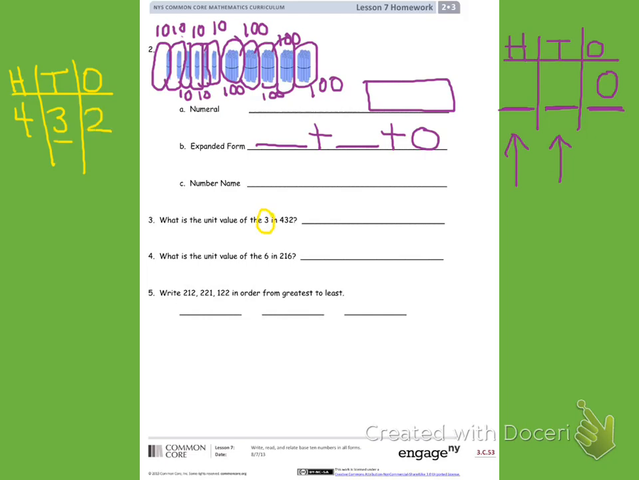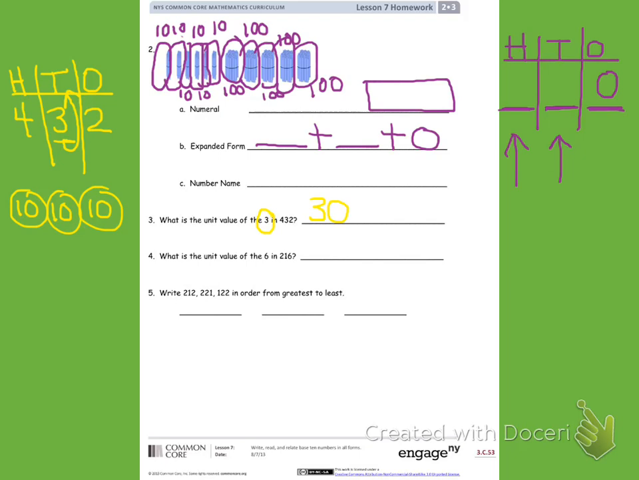So we know that the 3 is in the tens place, which is the same thing as 3 groups of 10. And that is 10, 20, 30. So the value of the 3 is 30.